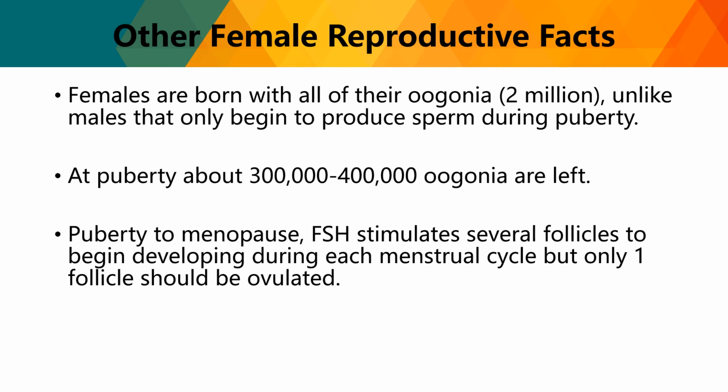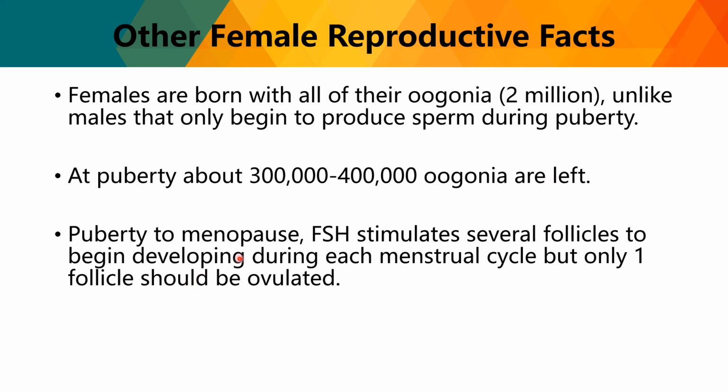So, other female reproductive facts. So, females are born with all of their oogonia, around 2 million. So, mayaman-yaman tayo. So, hindi nga lang sa pera, pero sa oogonia. So, unlike males that only begin to produce sperm during puberty. So, at puberty, about 300 to 400,000 oogonia are left. So, majority of the oogonia are hindi na nagtutuloy.